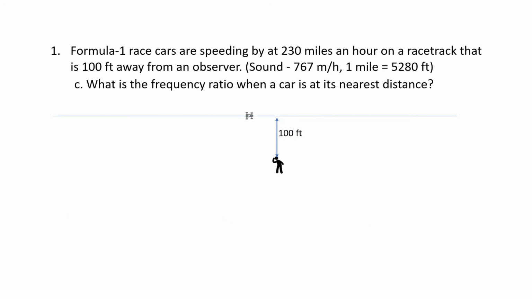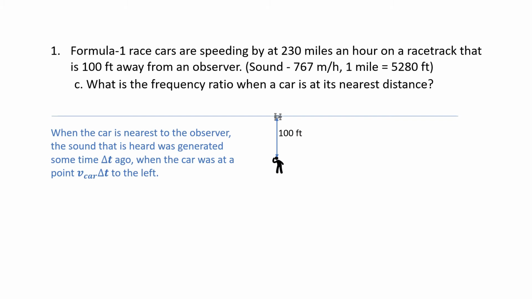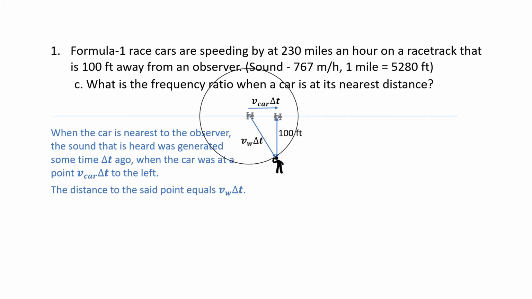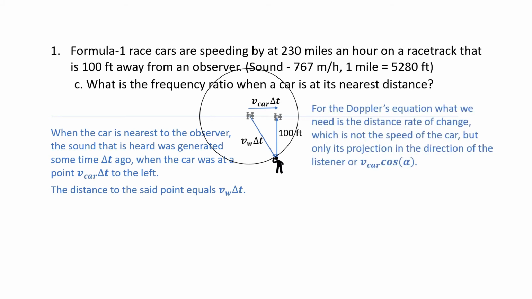And C. What is the frequency ratio when a car is at its nearest distance? When the car is nearest to the observer, the sound that is heard was generated sometime delta t ago when the car was at point v sub car by delta t to the left. The distance to that point equals the velocity of sound by the same delta t. For the Doppler equation, what we need is the distance rate of change, which is not the speed of the car, but only its projection in the direction of the listener, or v sub car by the cosine of alpha, that angle there. From the figure, the cosine is straightforward.